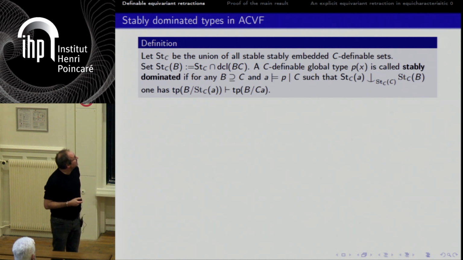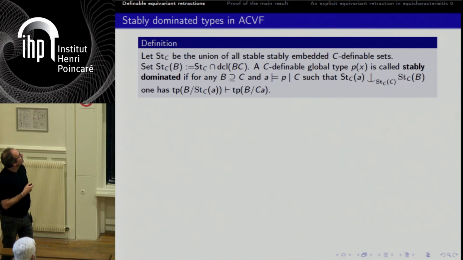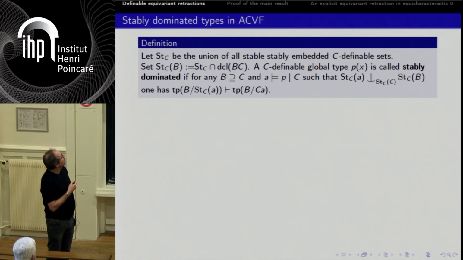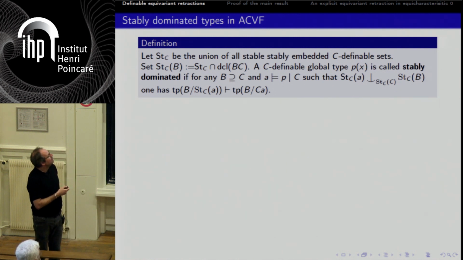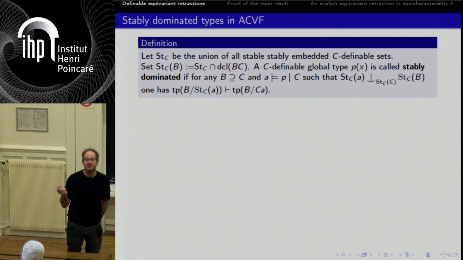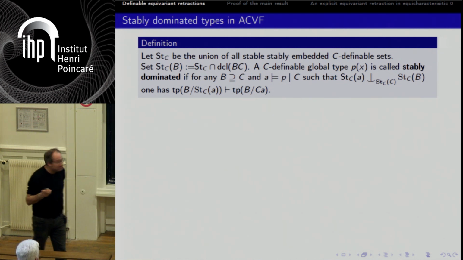Okay, so here are some technical definitions in general. Stable domination, since it's at the heart of the talk, I want to give at least the definition, even if I don't work with the definition. So in some theory, over some parameter set C, we let St_C, for stable C, be the union of all stably embedded C-definable sets. And given another set B, St_C(B) is just the definable closure of BC inside this union of stably embedded sets. And we call a global definable type p stably dominated if for every overset A of the parameters for which it is defined and any realization, whenever in this stable theory St_C this independence holds, then the type of the parameter over the stable part of A already determines the type over the whole tuple. I will give examples in a second.